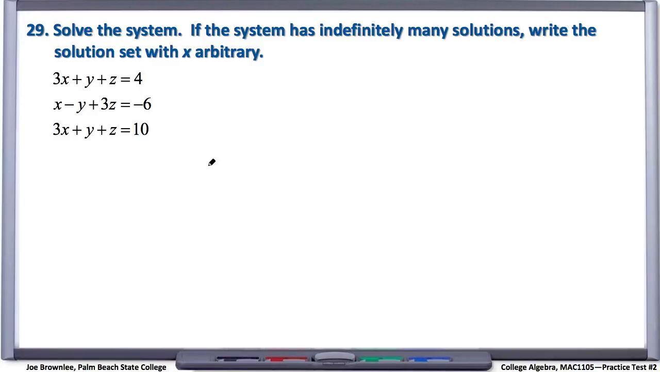All right, 29. Solve the system. If the system has infinitely many solutions, write the solution set with x arbitrary. And we have three equations, three unknowns, x, y, z. Equation 1: 3x + y + z = 4. Equation 2: x - y + 3z = -6. And equation 3: 3x + y + z = 10.